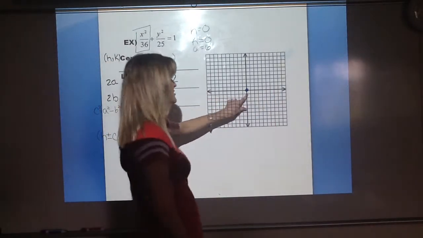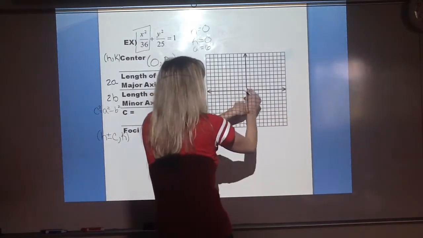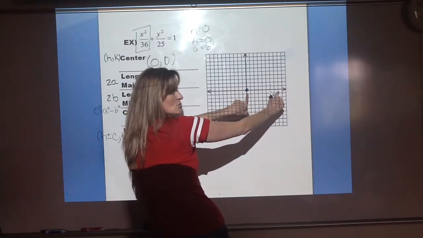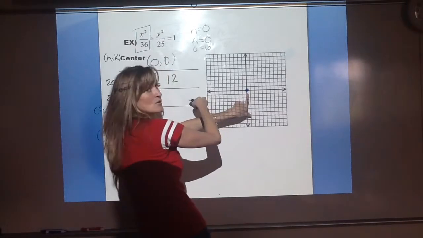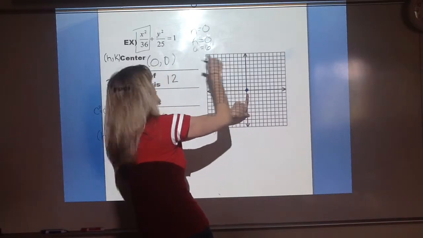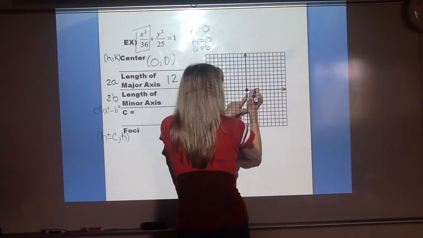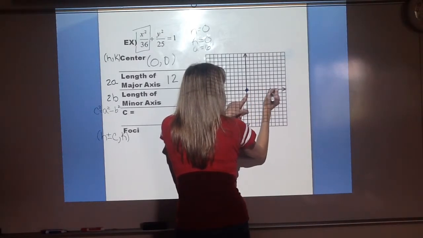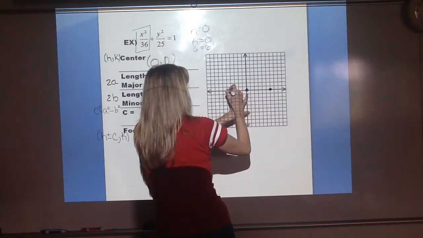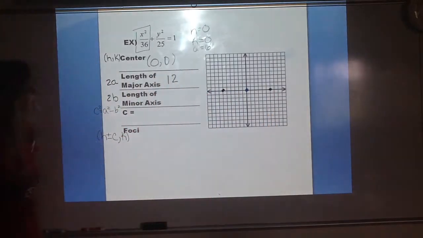Well, if this is the center, I'm not going 12 units on that side of the center. The center is in the middle of 12. So that means I'm going to go 6 units to the right and 6 units to the left, because this is the center of the major axis, and the major axis is 12 units long. So let's put the points on there. 1, 2, 3, 4, 5, 6. And then 1, 2, 3, 4, 5, 6. So that's the length of my major axis.